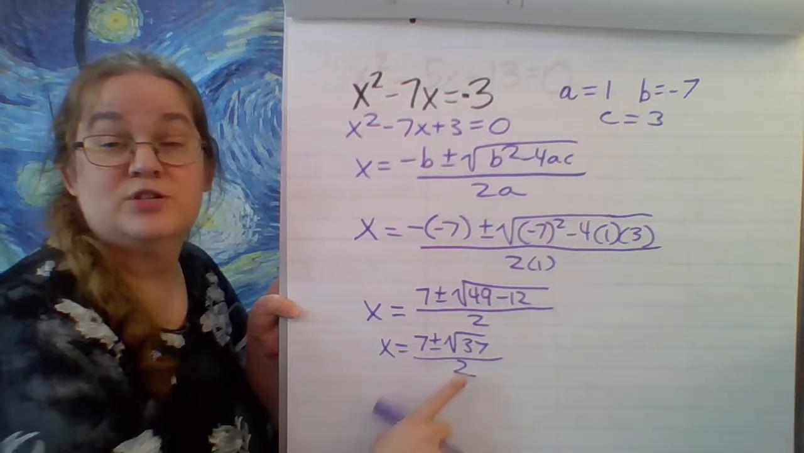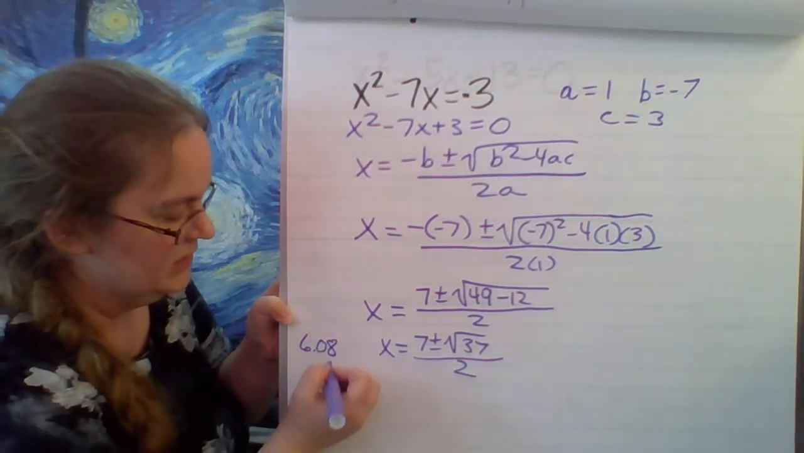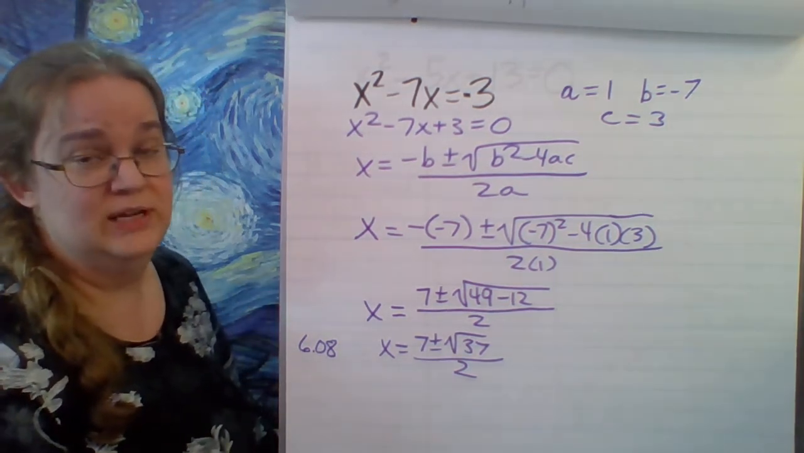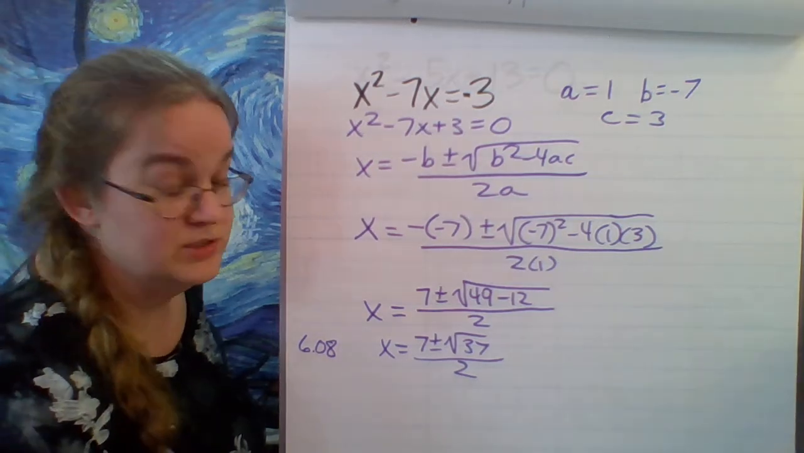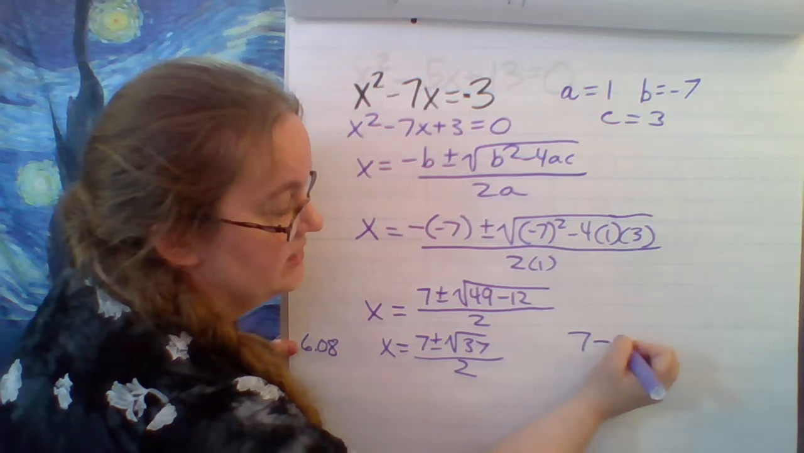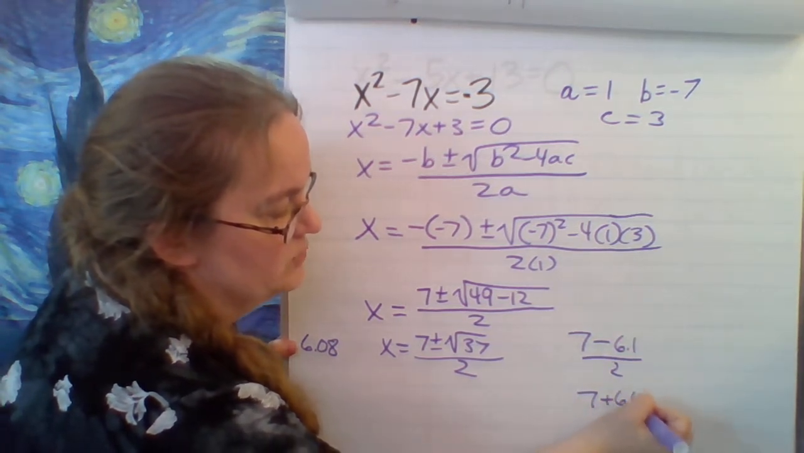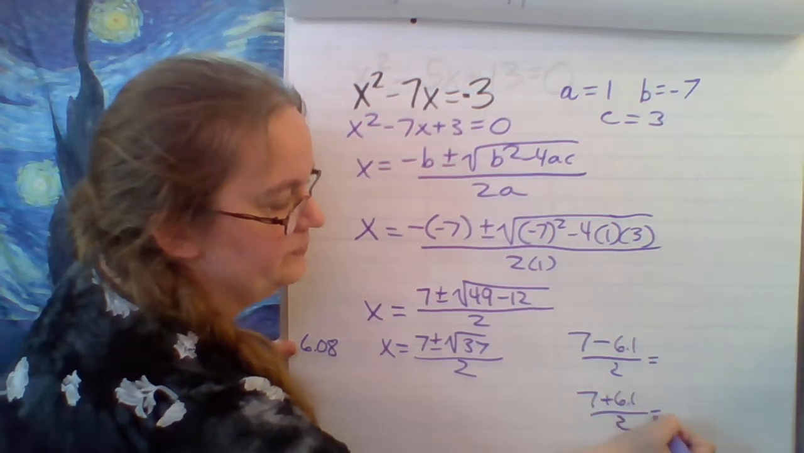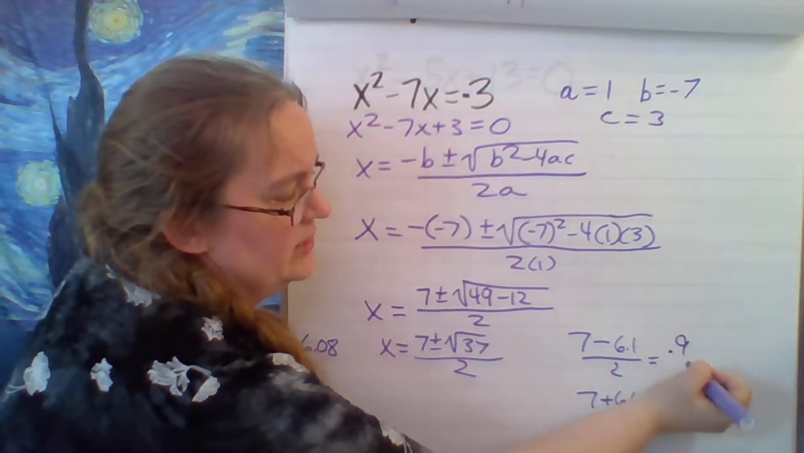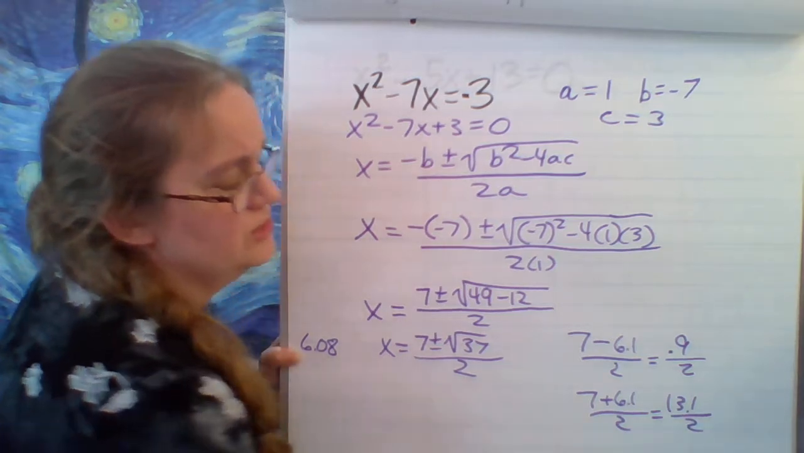Now, this is not a perfect square. You're going to get a decimal. And in fact, it comes out to like 6.08. We can just round that to the tenths place, which is what your textbook is asking you to do for the final answer anyway. So I'm just going to use 6.1. So this means that I have 7 minus 6.1 divided by 2 and 7 plus 6.1 divided by 2. Those are my two possibilities. I get 0.9 divided by 2 and 13.1 divided by 2.